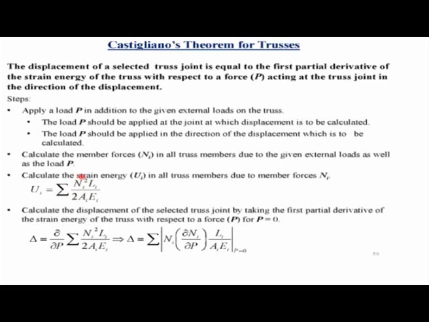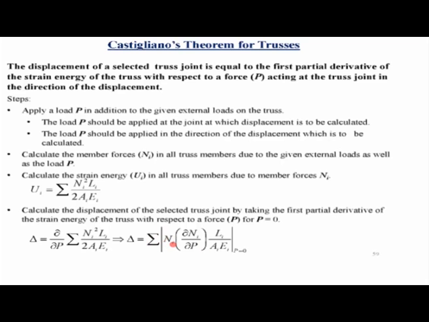Now this term N for an individual truss member would be a function of this external load P that you have applied. Then you take the partial derivative of this strain energy with respect to P. All these other terms L, A and E are independent of P. So the partial derivative would be 2N del N del P. That 2 will cancel out in the numerator and denominator, and you will be left with the summation of N, where N is the load due to external loads as well as P, times del N del P times L over AE for individual members, and you take the summation.